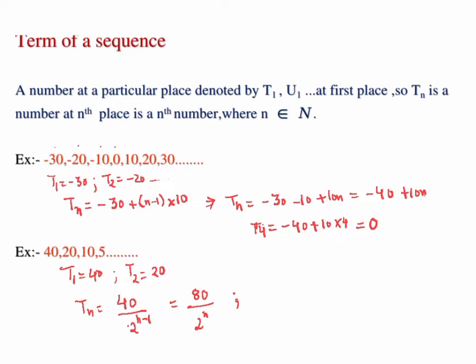Now let us cross check the t4 term. That will be how much? 80 divided by 2 to the power 4, that is 80 divided by 16, that is 5.